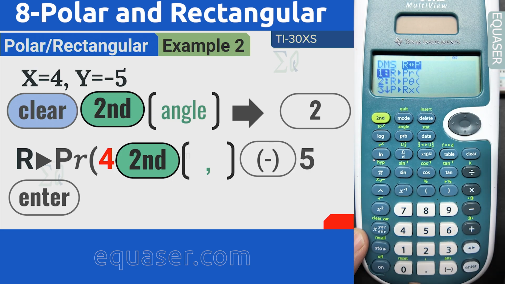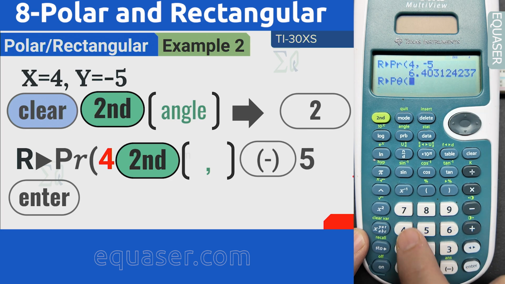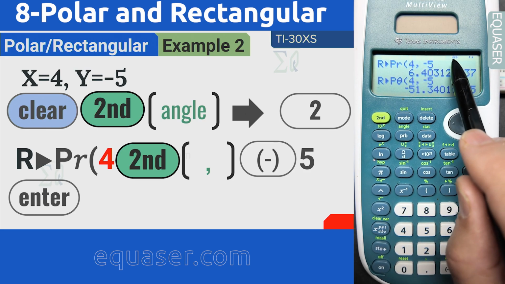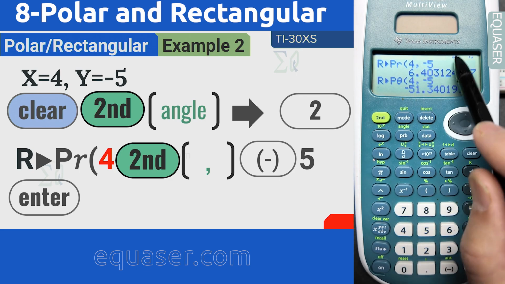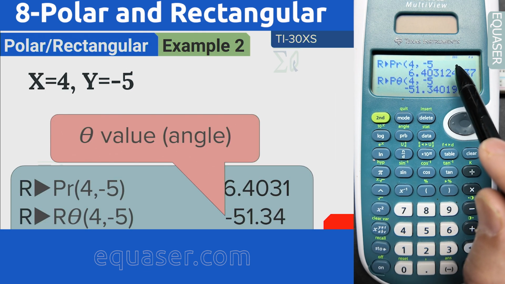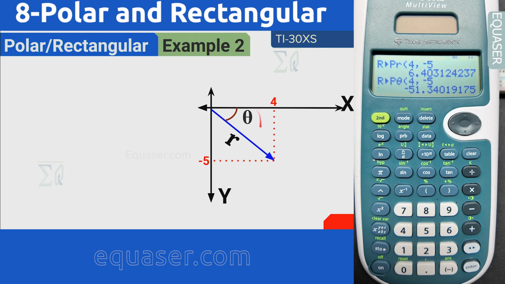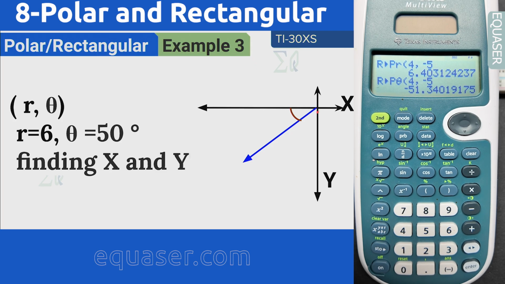Now let's get theta: shift angle, go to the right, this time theta 2, and then 4, shift, comma, minus 5, and enter. Now this shows the angle minus 51 degrees. It depends on the unit here. If this is radian, the value will be in radians, so pay attention to that. And this is our theta. If you look at the plot, that theta is below the x-axis, so the answer is correct, which is minus 51.